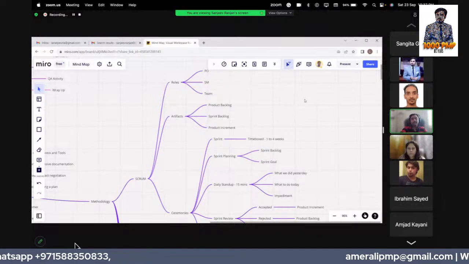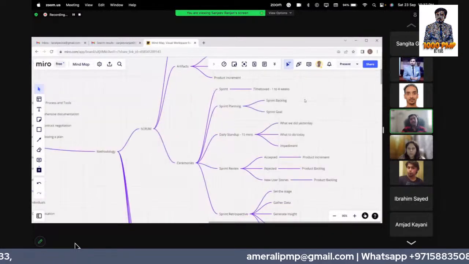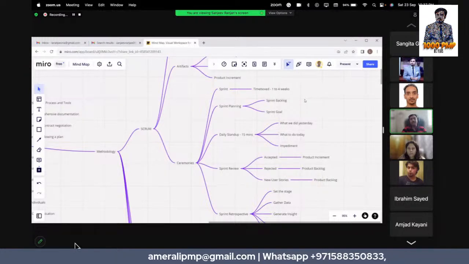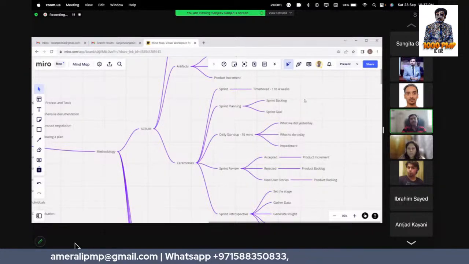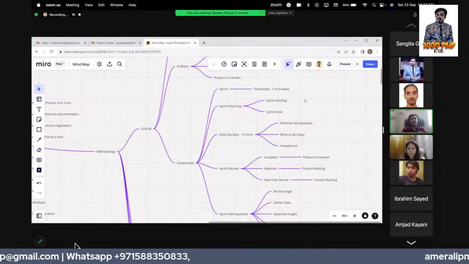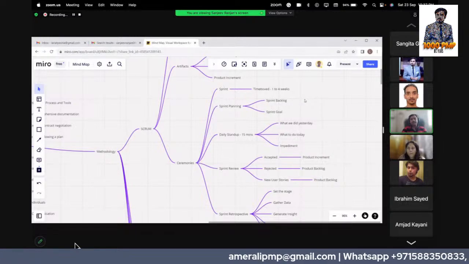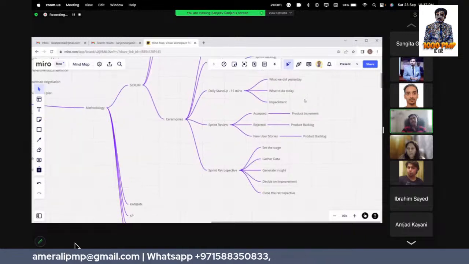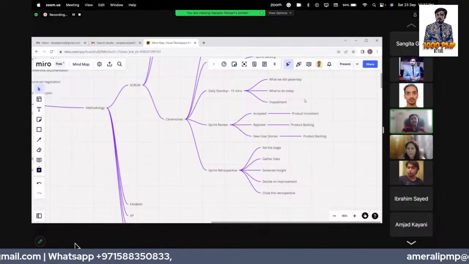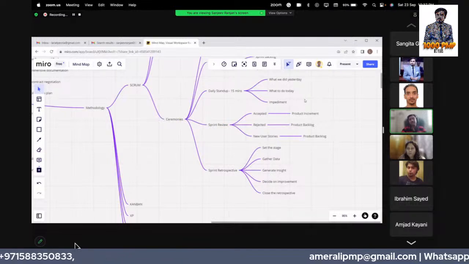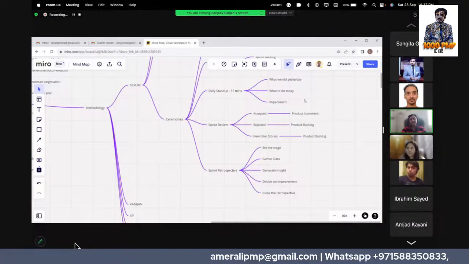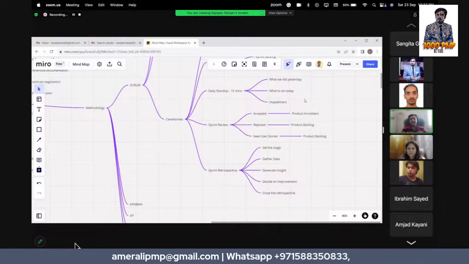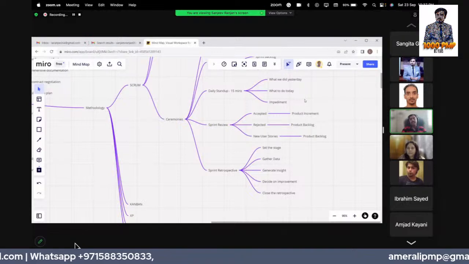Ceremonies: we have the sprint, which is time-boxed to 1 to 4 weeks, sprint planning, sprint backlog, sprint goal, and daily stand-up. Daily stand-up is 15 minutes with 3 questions: what did we do yesterday since the last meeting, what do we have to do today, and what are the impediments. If we don't discuss impediments in depth, that will be one-to-one later. Sprint review is show and tell to the product owner or any customer, where we either accept or reject. If accepted, it goes to product increment. If rejected, it goes to product backlog. Any new user story that has to be added also goes into the product backlog again.